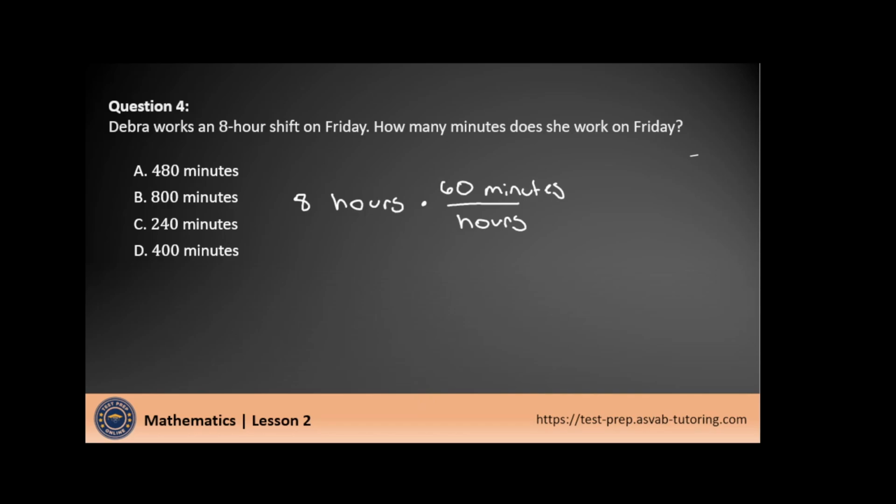And you can see because we have hours in the denominator, they're going to cancel with the hours attached to our 8. This is going to leave us with 8 times 60, which we can do by 8 times 6, which is 48, add a 0, and then we're left with minutes.